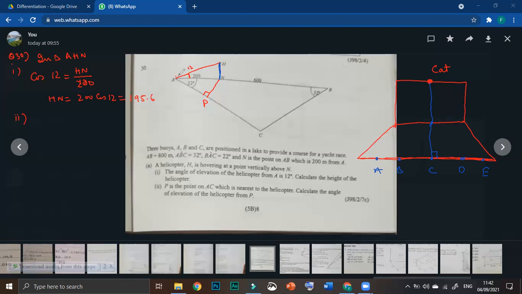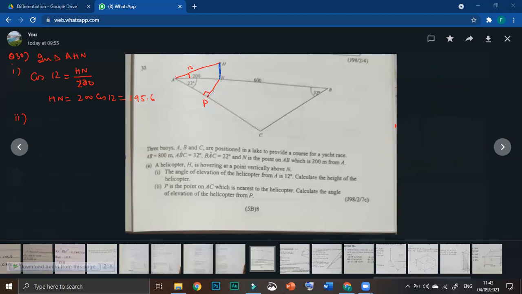Now the path here is AC. This one is the helicopter. N is the base of the helicopter. We will draw a perpendicular from N to the path AC. Now, P is a point on AC which is nearest to the helicopter. Calculate the angle of elevation of the helicopter from P.